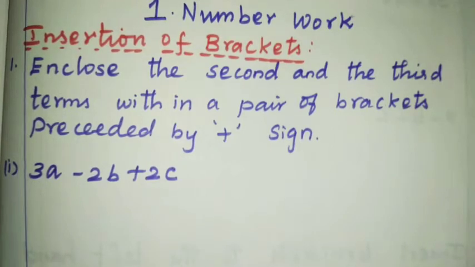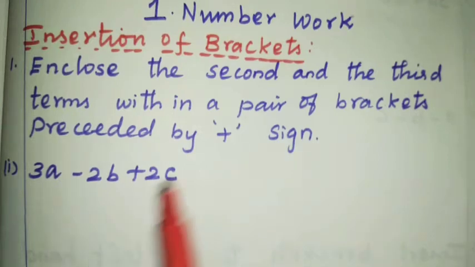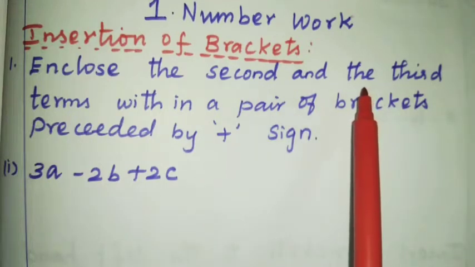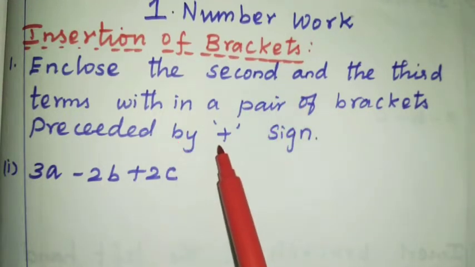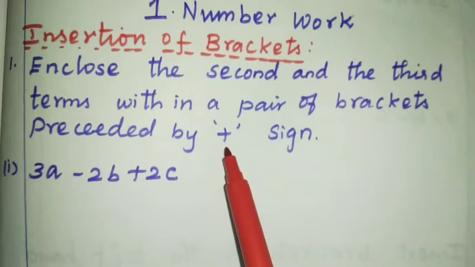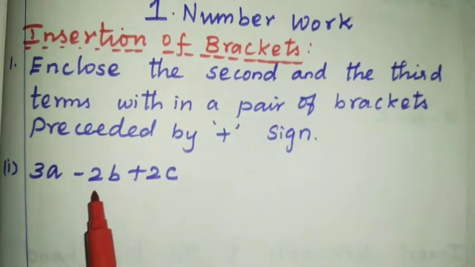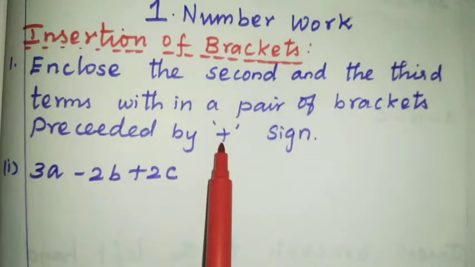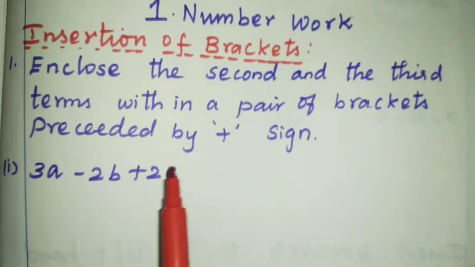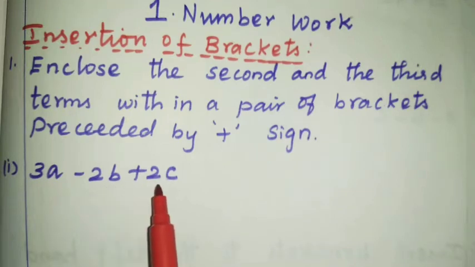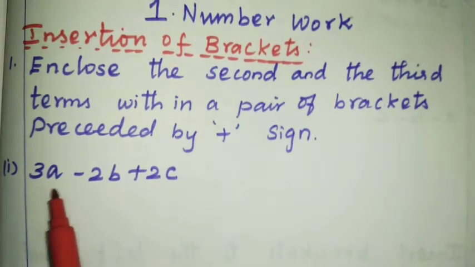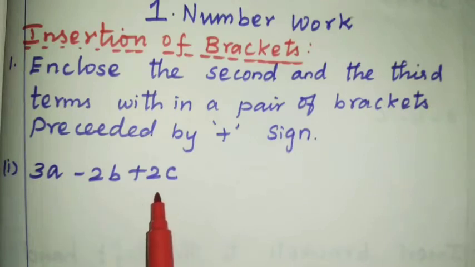Next, let's go for some example sums. The first one is: enclose the second and third term within a pair of brackets preceded by a plus sign. Before the bracket there is a positive sign. So using the first rule, we cannot change the sign of the second and third term. So here the question is 3a minus 2b plus 2c.